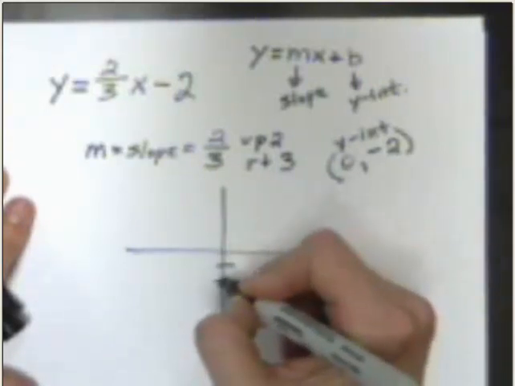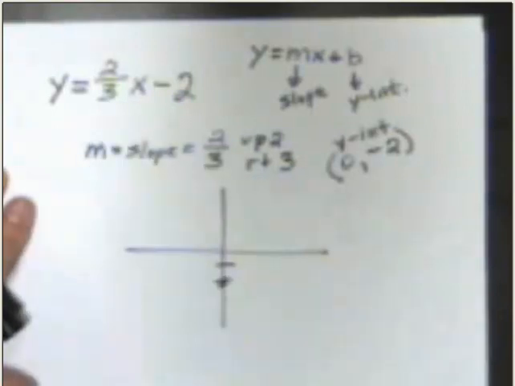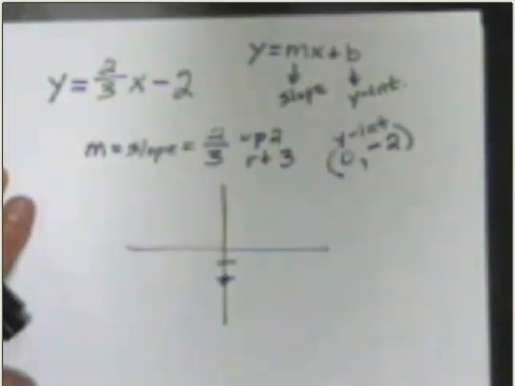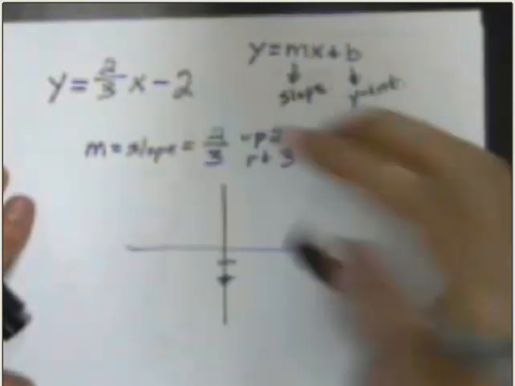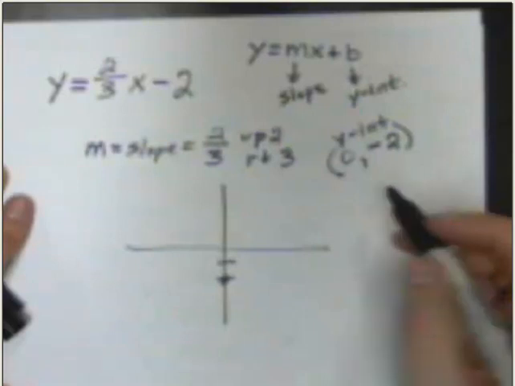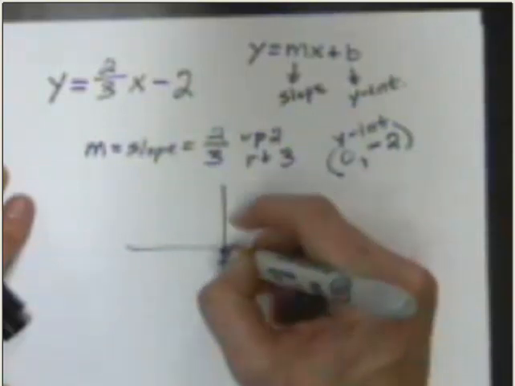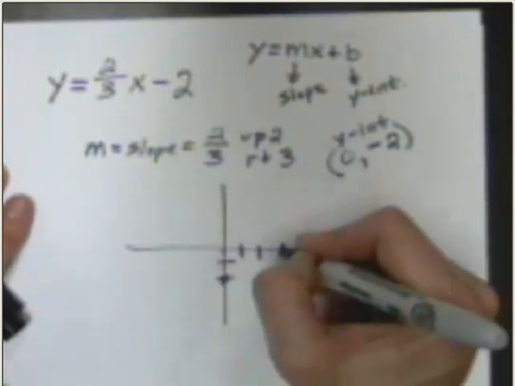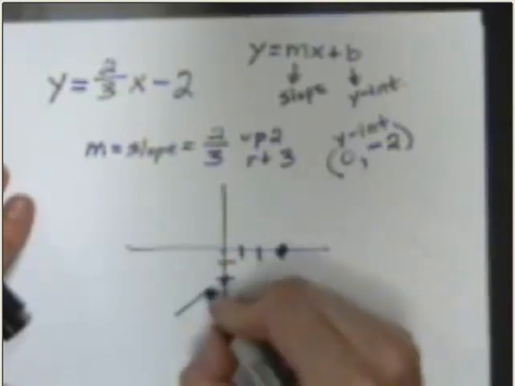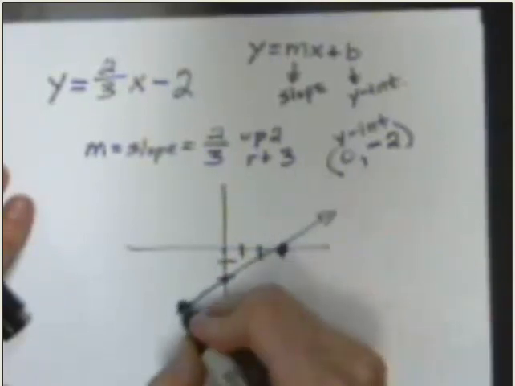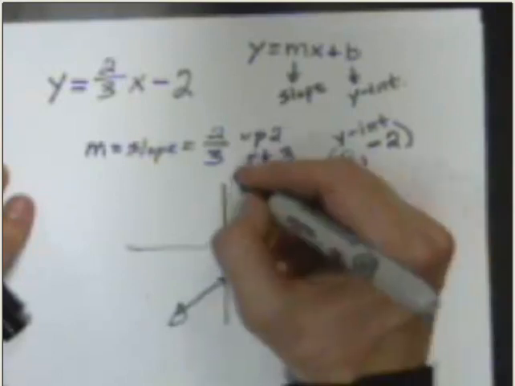Is this form always just going to tell me where to put a dot on the y-axis? Always? Yeah. If there's a point on the y-axis, it's going to tell me right there. Let's see, up 2. 1, 2. To the right 3. 1, 2, 3. We got it.